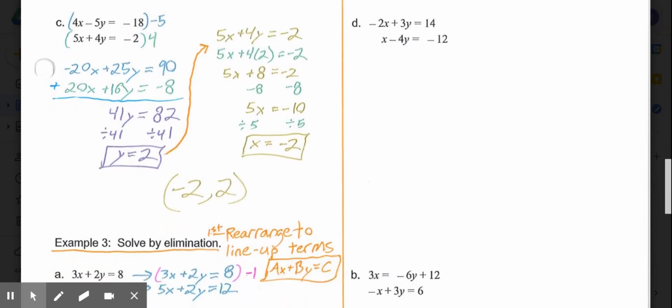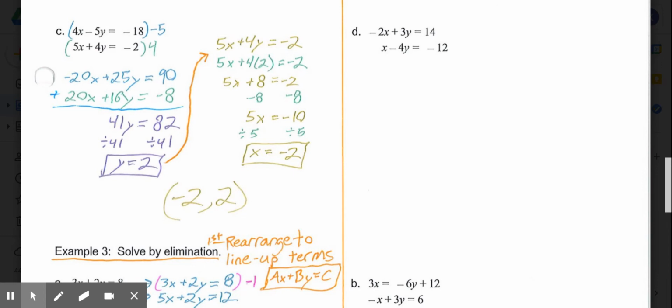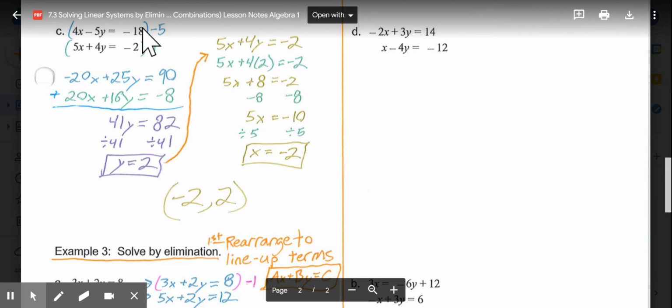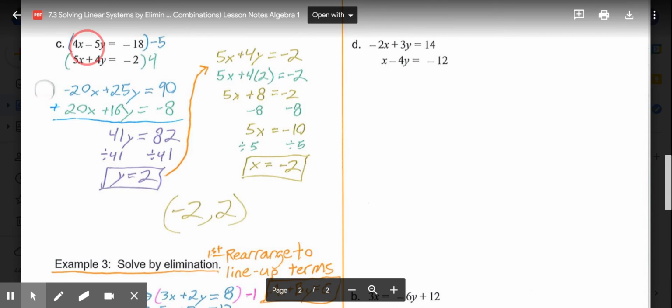So now on the back page, we're just going to do the left-hand side. So one more example C here for part 2. So again, in this case, I have 4x minus 5y equals negative 18 and 5x plus 4y equals negative 2. So if I want to cancel the x's, I'm going to multiply the top one by a negative 5 and the bottom by a positive 4.